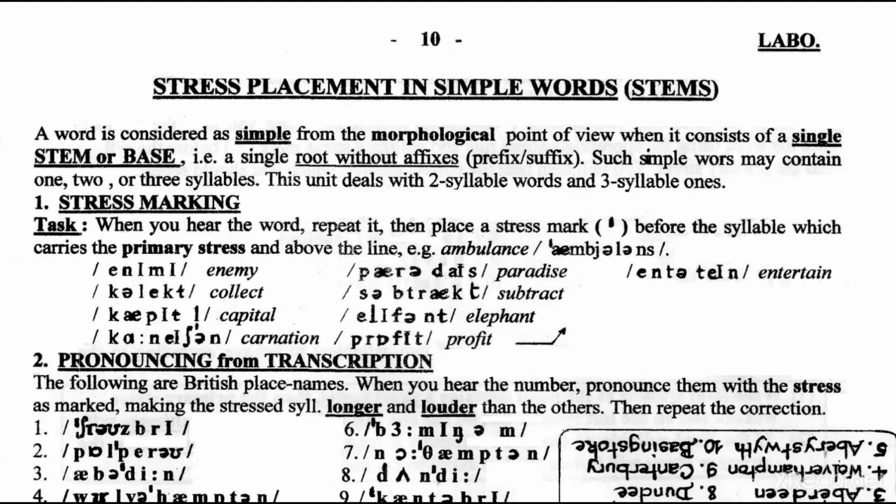By affixes we mean prefixes and suffixes. Such simple words may contain 1, 2, or even 3 syllables. In this unit, we are going to deal with 2-syllable words and 3-syllable ones. We start with the first task where you have to put the stress mark on the appropriate syllable.